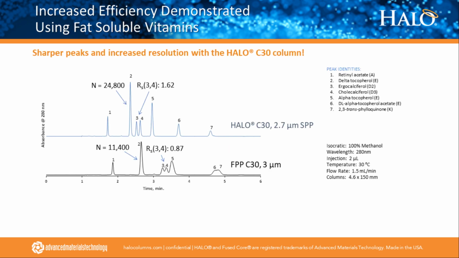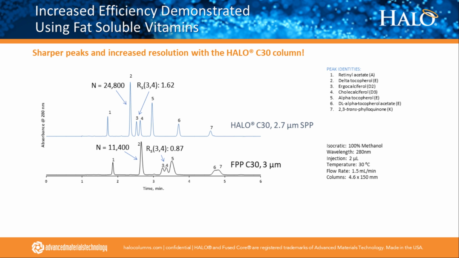I also want to show this example of increased efficiency demonstrated using fat-soluble vitamins. So I've switched things up here. The blue trace is the Halo C30, and the bottom trace is a fully porous particle C30 column in 3 micron particle size. So what you can immediately see is sharper peaks and increased resolution with that Halo C30 column. And these are run on the exact same column dimension, 4.6 by 150 millimeter.